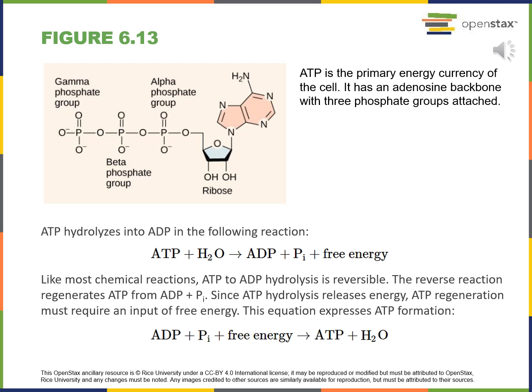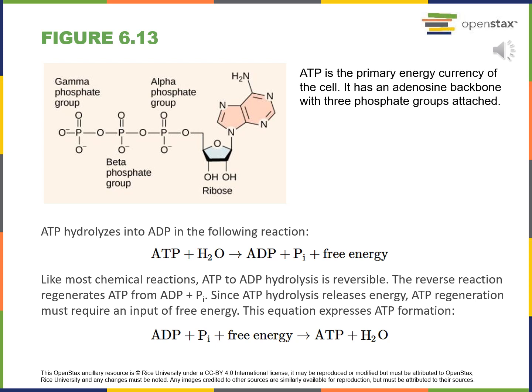These bonds are high energy because the products of such bond breaking, adenosine diphosphate, ADP, and one inorganic phosphate group, have considerably lower free energy than the reactants, ATP and a water molecule. Because this reaction takes place using a water molecule, it is a hydrolysis reaction. In other words, ATP hydrolyzes into ADP in the following reaction. ATP converts into ADP, adenosine diphosphate, plus a phosphate group, plus free energy.